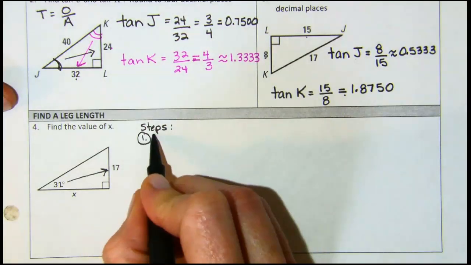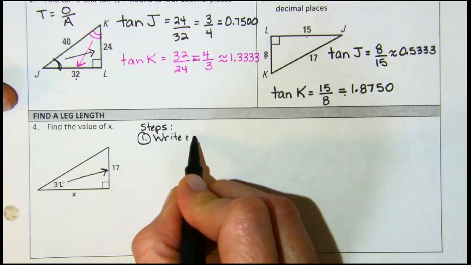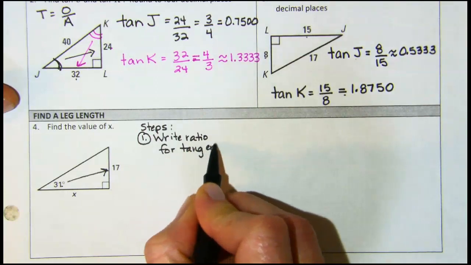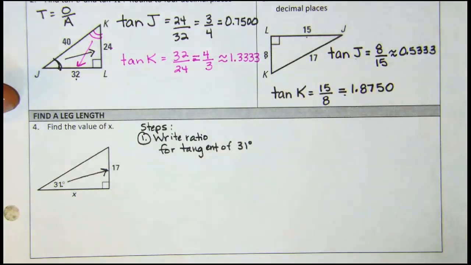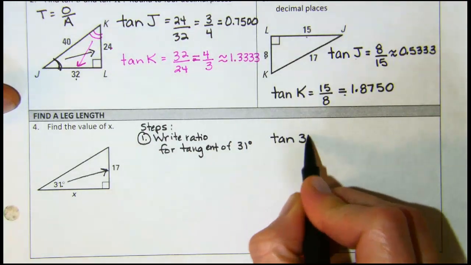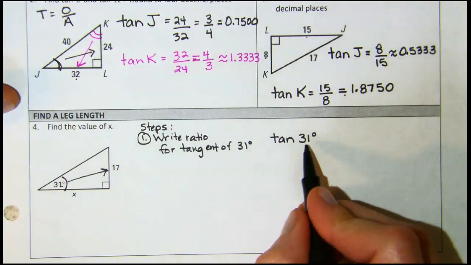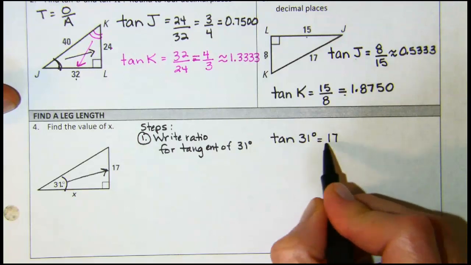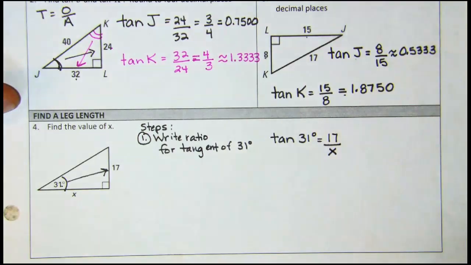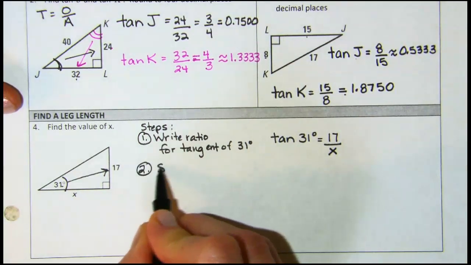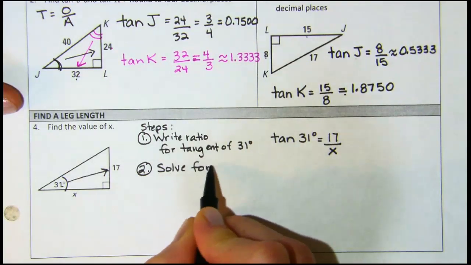Step 1, you are going to write the ratio for tangent of 31 degrees. So you will say tangent 31 degrees, because 31 is now our reference angle, is equal to the opposite leg, 17, over the adjacent leg, x. That is step 1. Step 2, you will now solve for x.